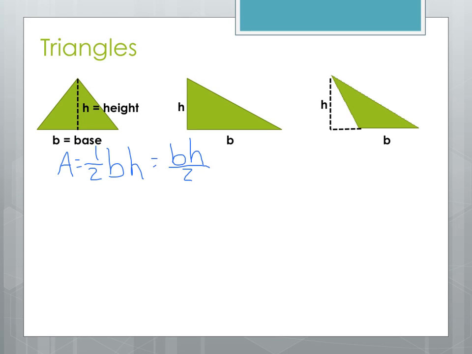The perimeter for a triangle, there isn't really a fancy name for it. Sometimes we just label the sides of the triangle A, B, and C, and we would say that the perimeter is the sum of those 3 sides. We just add the sides together, A plus B plus C.